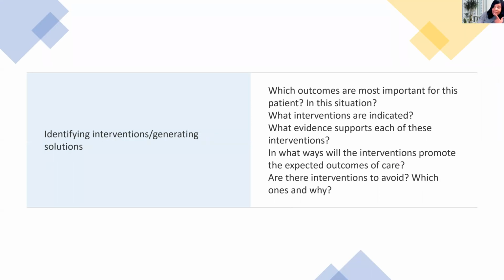We also need to identify interventions. What outcomes are most important for this patient in this particular situation that we're dealing with? What interventions are indicated for this particular situation? Is there evidence to support those interventions? In what ways will the intervention promote the expected outcome of care? Are there interventions to avoid? And which ones and why?